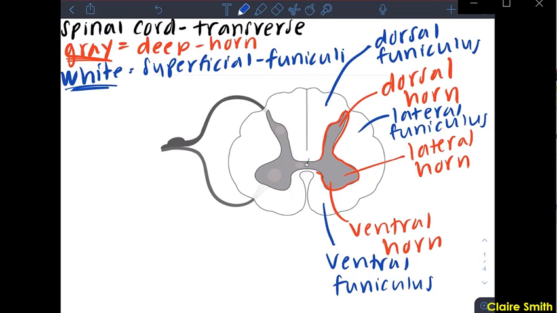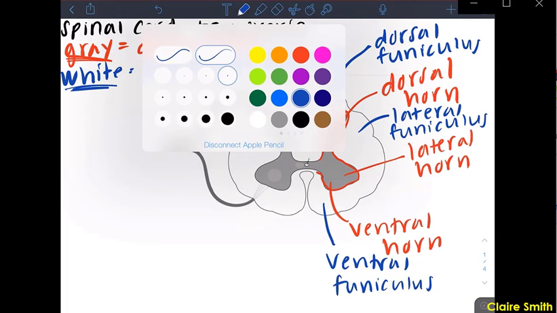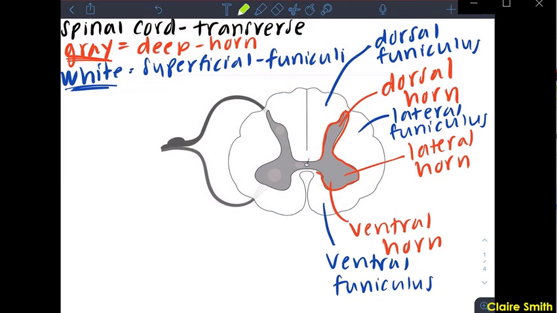But yeah, so gray matter, horns, white matter, going to be called funiculi. And then again, just named based on where in the spinal cord it's at, dorsal, lateral, or ventral.